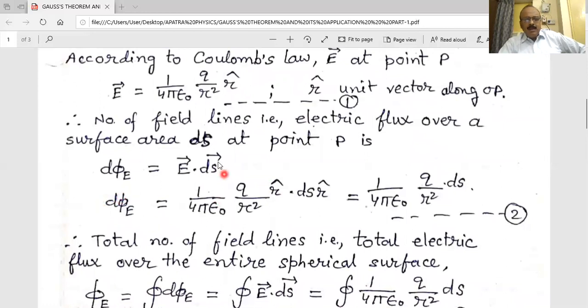Therefore, d phi e, by putting the values of the E vector and the ds vector, we get 1 by 4 pi epsilon naught Q divided by r square r cap, whole into ds r cap. Now r cap dot r cap is 1, and therefore the answer is 1 by 4 pi epsilon naught Q divided by r square into ds. Electric flux is a scalar quantity. Ultimately, we get a scalar expression.